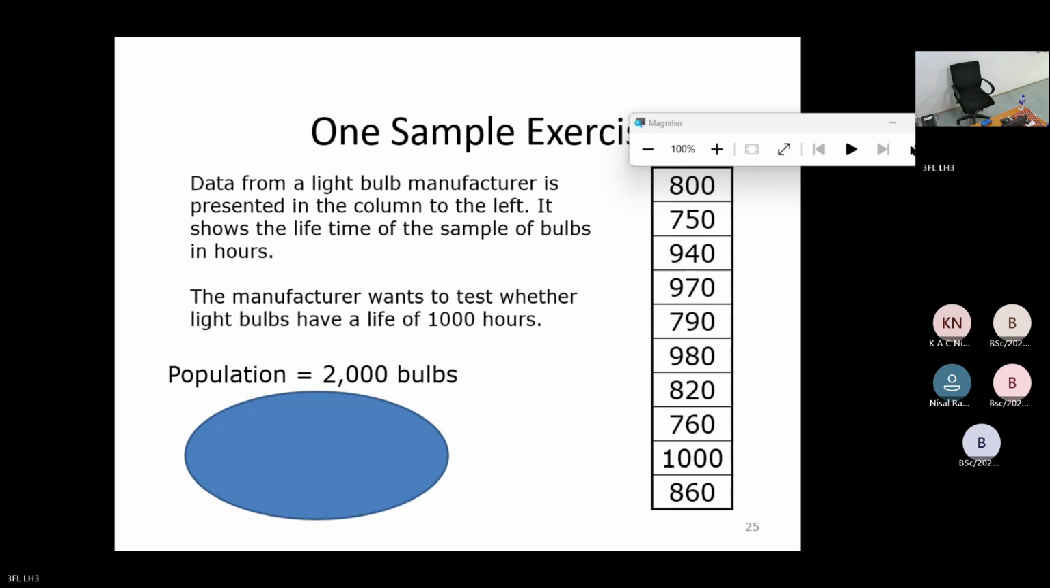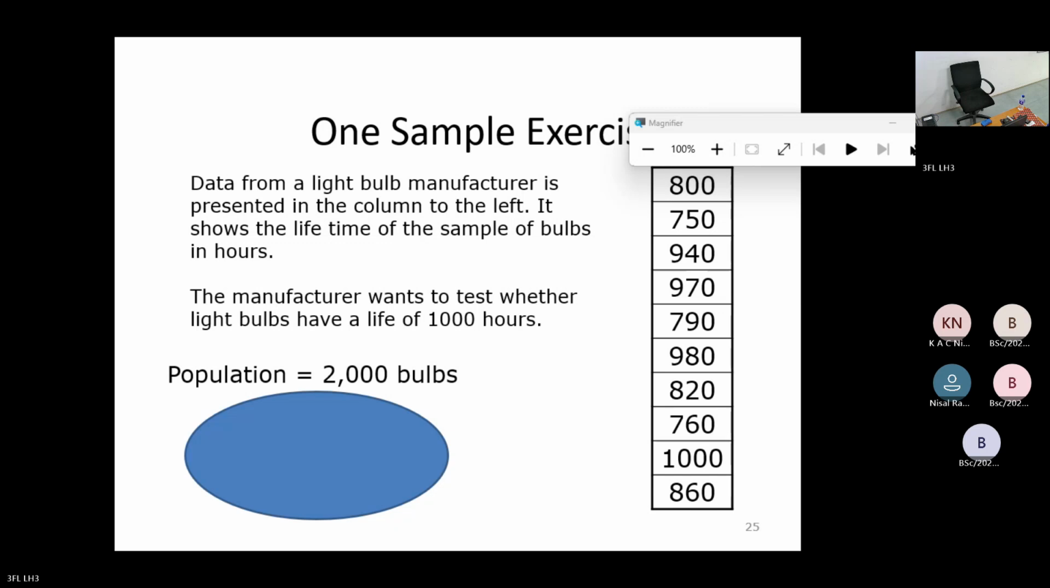Now this particular bulb should last 1000 hours. Let's say the standard is 1000 hours. If it is less than 1000 hours, then that's substandard, a quality issue. Now you want to see whether these bulbs will last for 1000 hours, because if not, quality is not there.